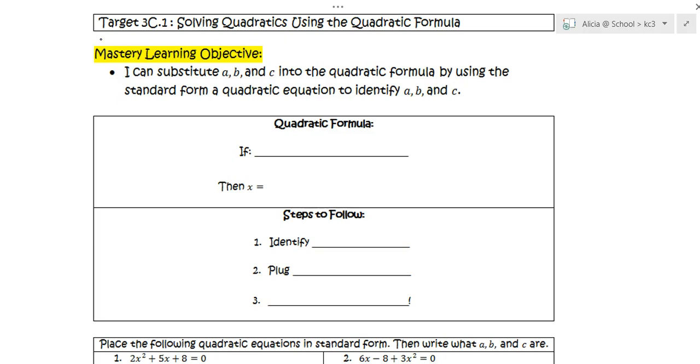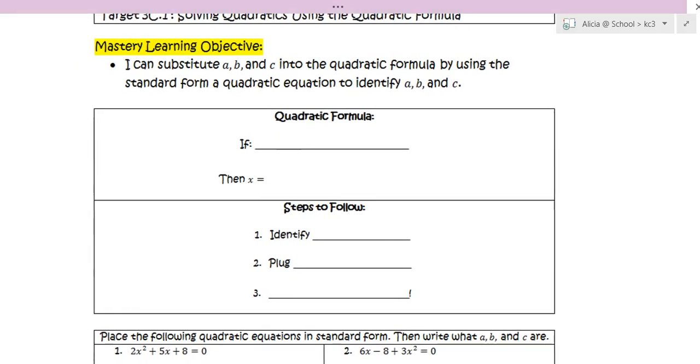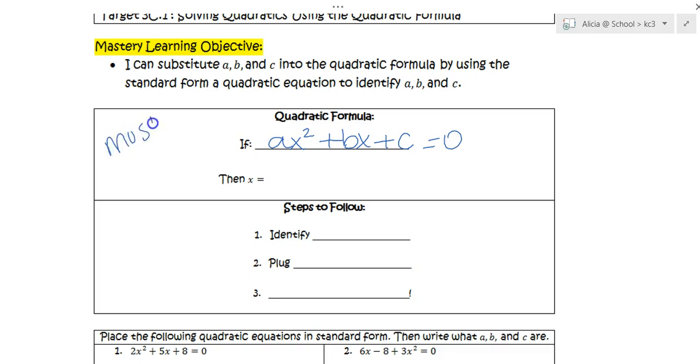standard form. So hopefully we remember that standard form is in the form ax squared plus bx plus c equals 0. So this is what's called standard form, and it has to be in that form before you can use the quadratic formula. So it must be in this form. Okay, it has to be in standard form before we can even start to solve it.